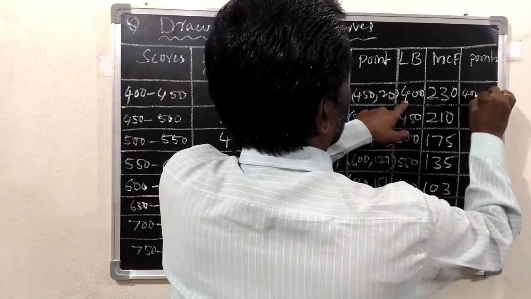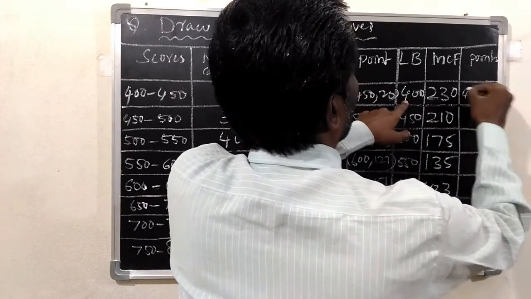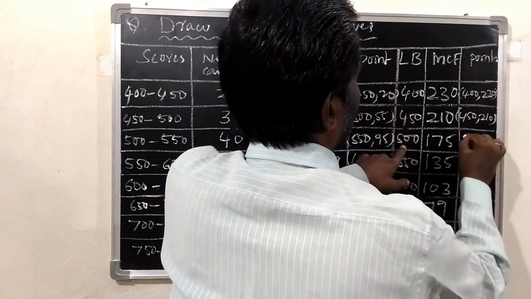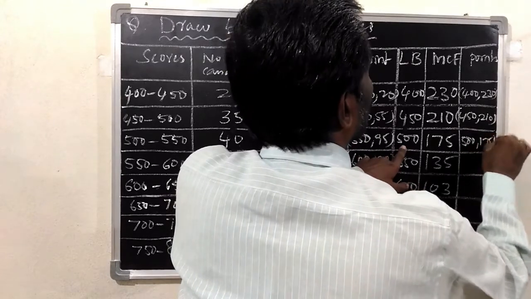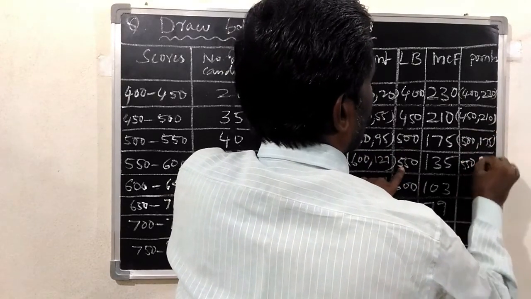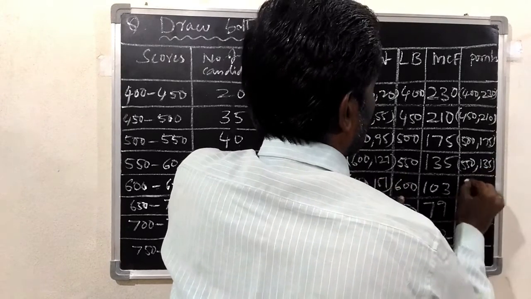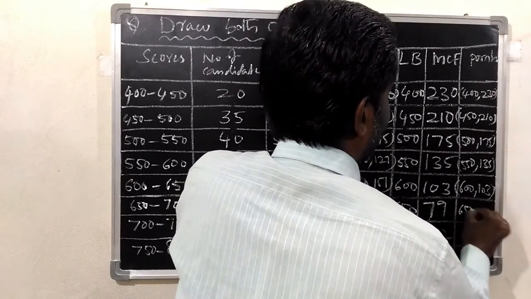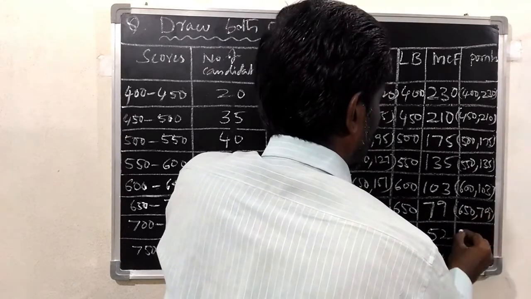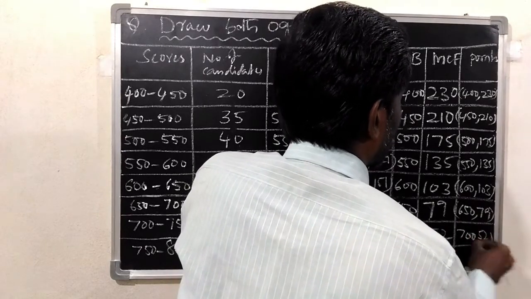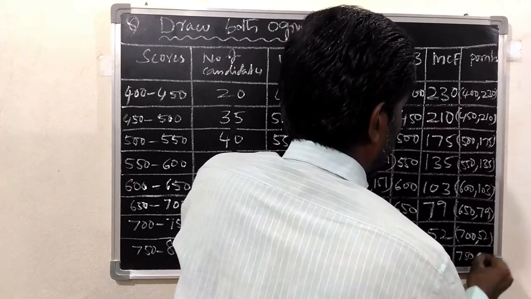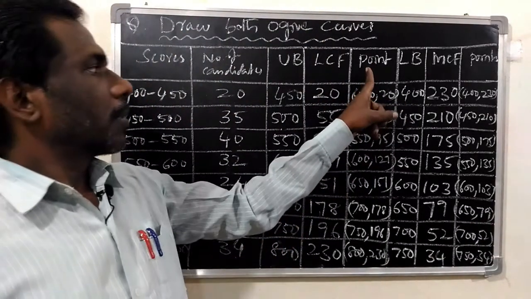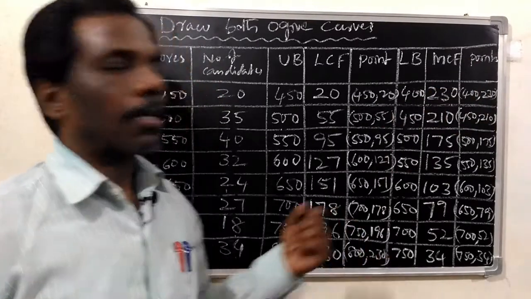After that, write the points: 400 comma 230, 450 comma 210, 500 comma 175, 550 comma 135, 600 comma 103, 650 comma 79, 700 comma 52, 750 comma 34. And next, plot these two sets of points on graph paper.